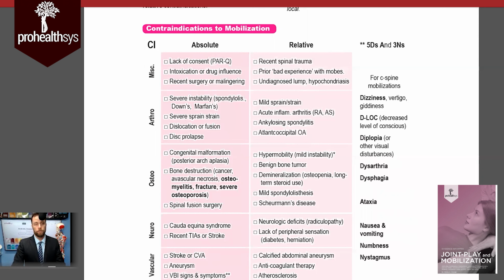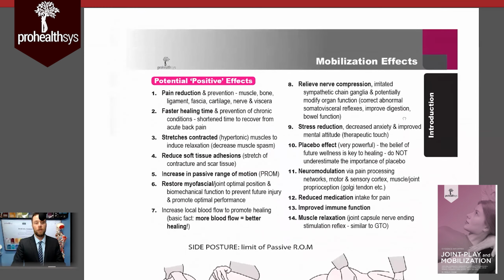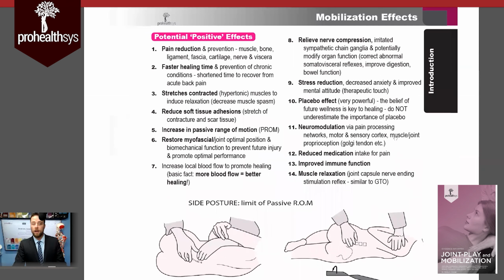Okay, other questions? No? All right. So mobilizations, potential positive effects. You should do a screenshot of this. You should understand why you are going to do this.